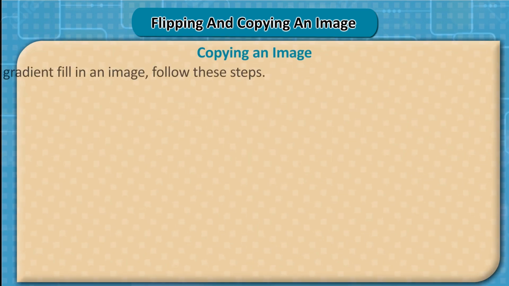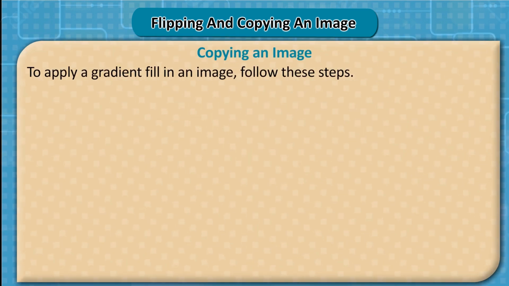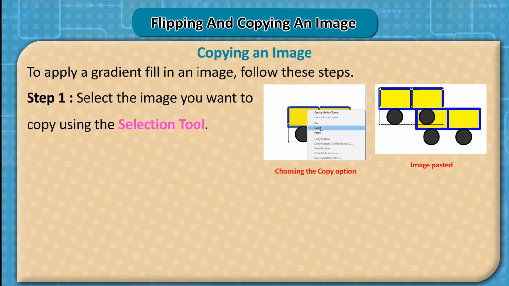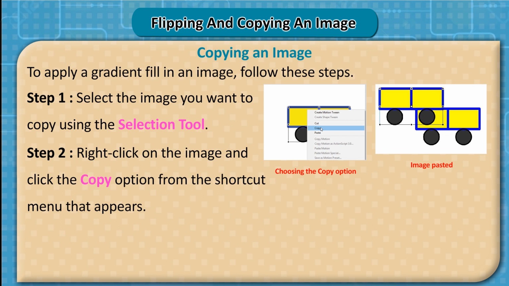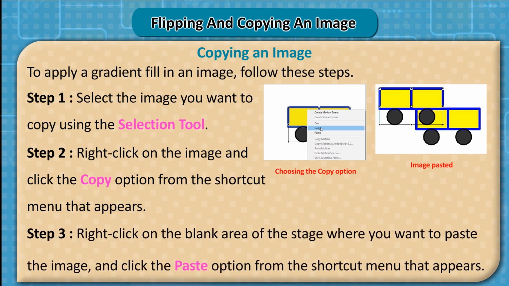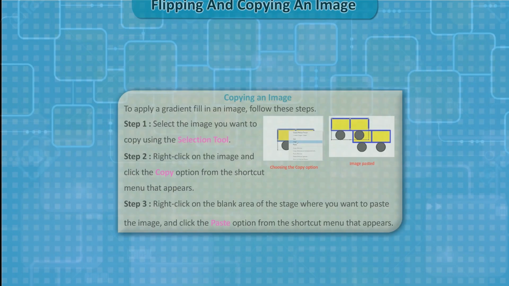Copying an image. To copy an image, follow these steps. Step 1. Select the image you want to copy using the selection tool. Step 2. Right-click on the image and click the copy option from the shortcut menu that appears. Step 3. Right-click on the blank area of the stage where you want to paste the image, and click the paste option from the shortcut menu that appears. Image pasted.